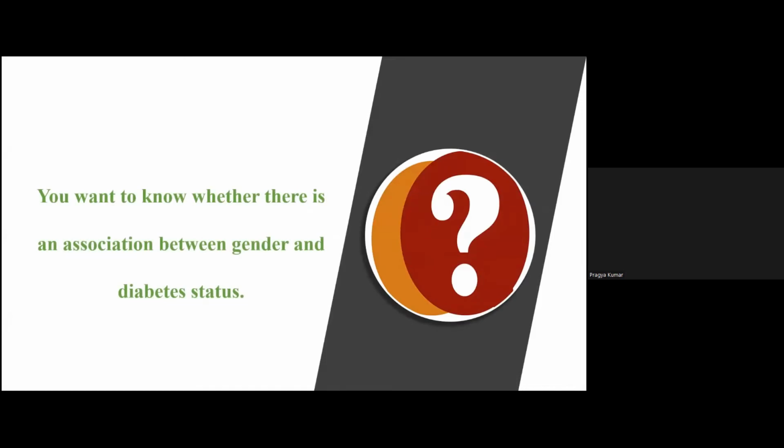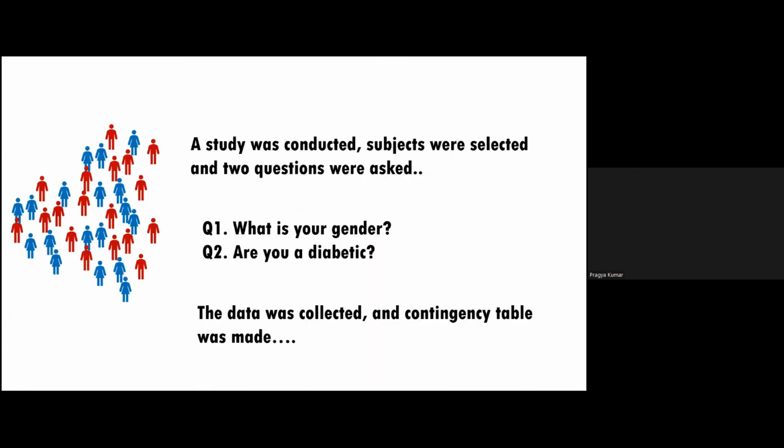So if the research question is, if I want to know whether there is any association between gender and diabetes status, gender can be categorized as male and female, and diabetes as presence or absence of diabetes. In that case, let's see this hypothetical example.